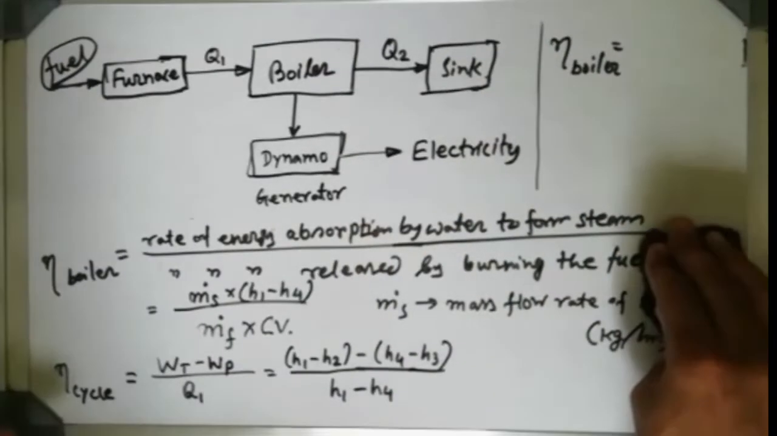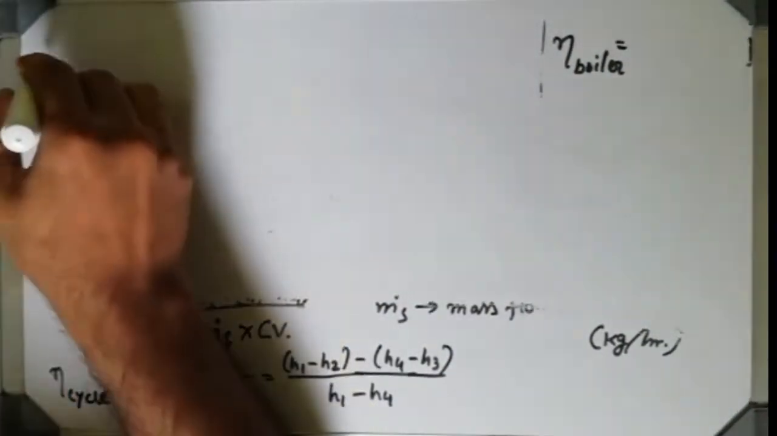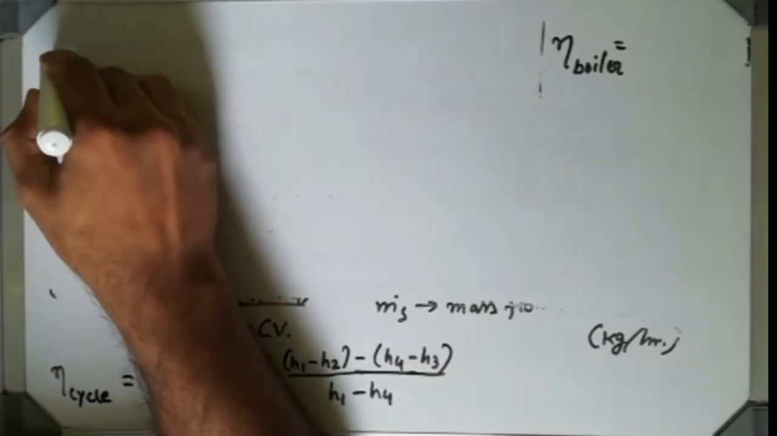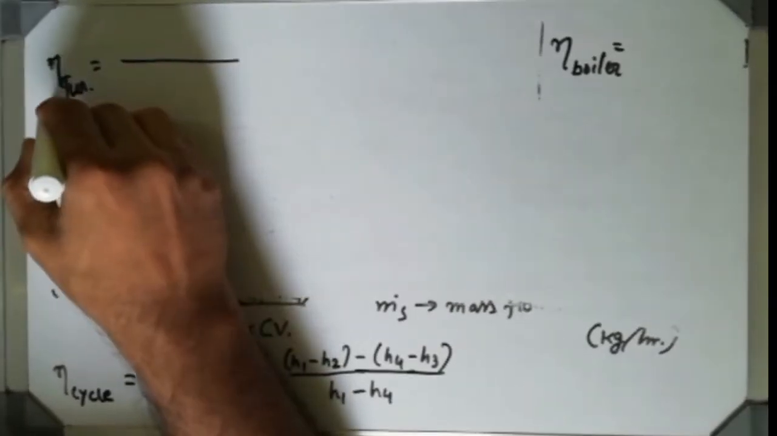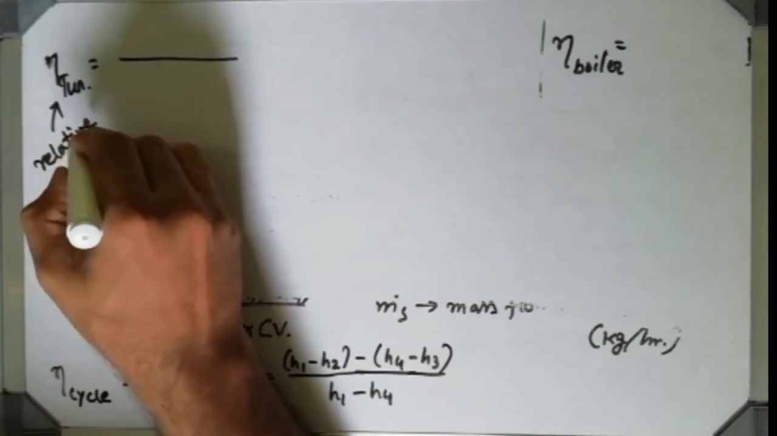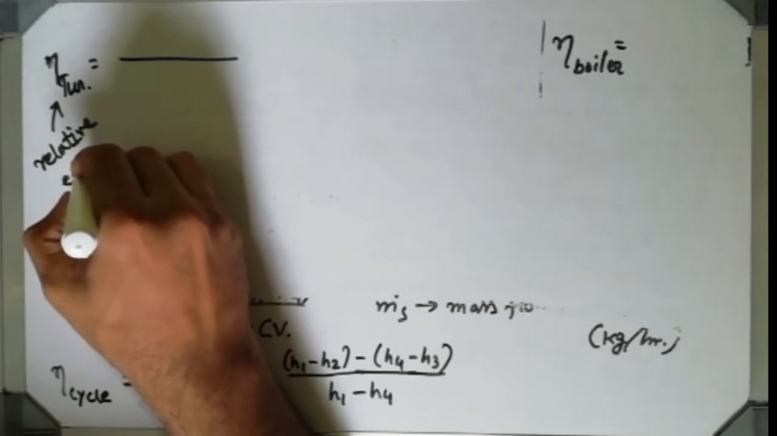Then I am moving into turbine. I am removing this drawing, otherwise space is very inadequate. Then I am finding the eta turbine, that means turbine efficiency. Eta turbine. For the turbine, basically it is a relative efficiency we are trying to find out. So we say that is the relative turbine efficiency, that is relative efficiency of turbine.